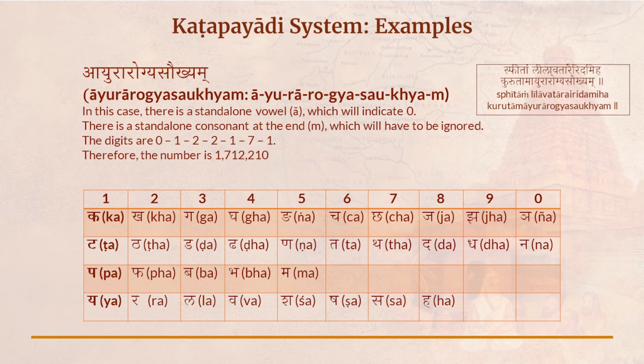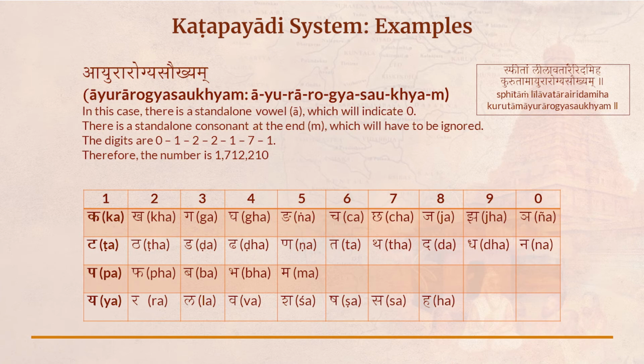1,712,210. The specialty of this is in the last shloka of a famous work called Narayaniyam, written by Narayana Bhattatri, in which he has given this word. This is where you see the corresponding shloka. It says Pitam Leela Vata Rauridimiha Kurutam Ayur Arogya Saukyam.